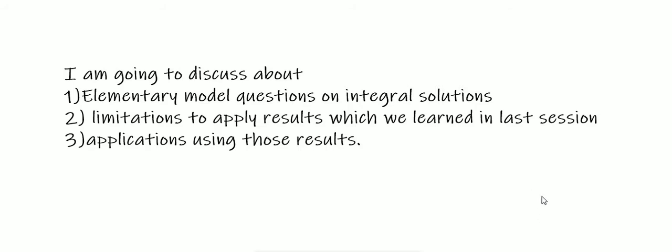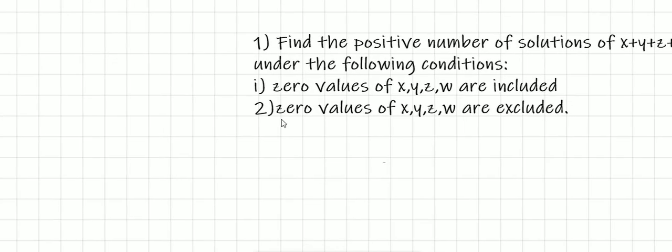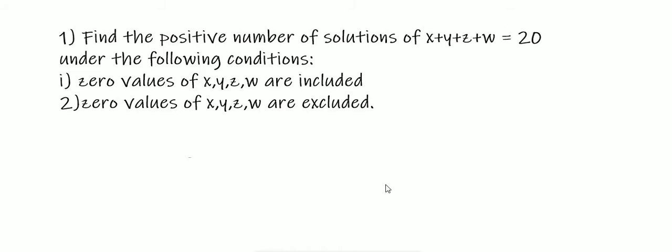The first question is: find the number of solutions of x plus y plus z plus w is equal to 20 under the following conditions. First, zero values of x, y, z are included. Second, zero values of x, y, z are excluded. As we finished the theory regarding integral solutions, our interest is in applying previous results. While applying the previous result, make sure the variables follow the necessary conditions.